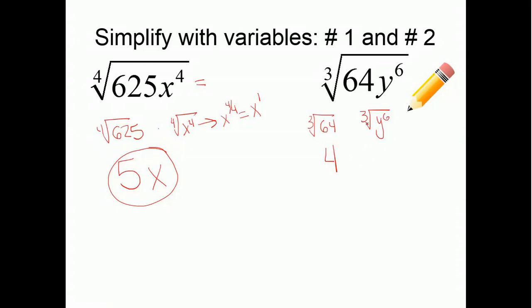Take out another y, take another 3 y's. So technically this is going to break down into y to the 2nd, right? Think about it. If I take out 3 y's, it's going to be left with 1 y, because the cube root of y to the 3rd is just y, and then another cube root of y to the 3rd is just y. So I have y times y, which is y squared. So my answer would be 4y squared, ultimately.